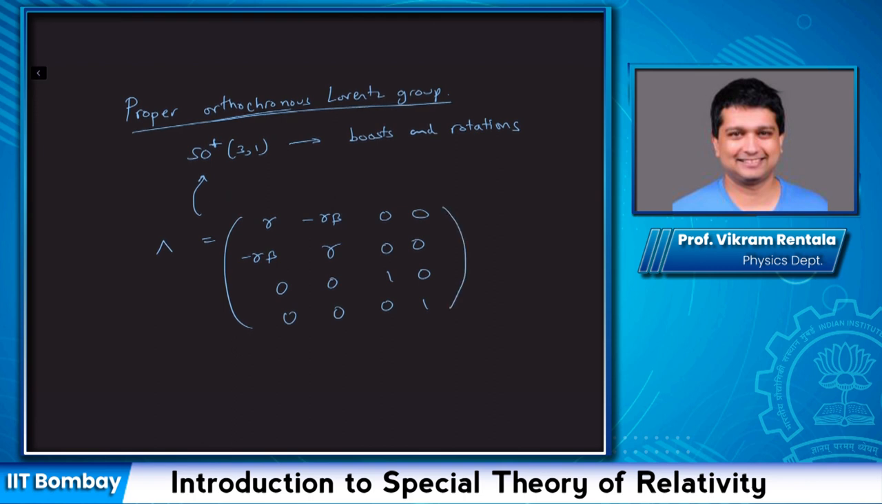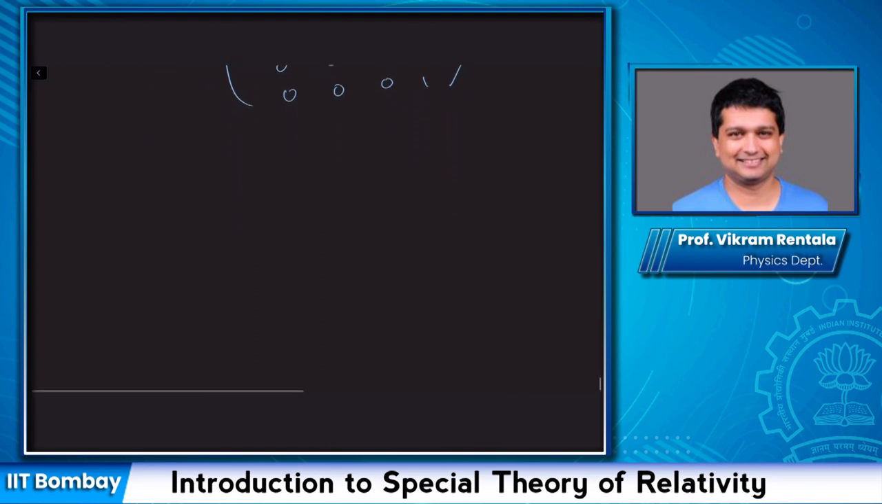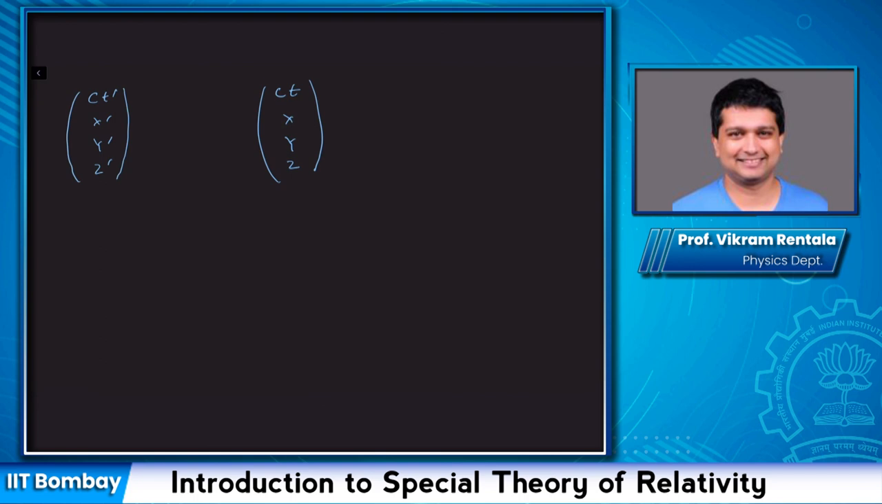Now, what we are really interested in is the objects that this matrix acts on. Okay. So, for example, we were interested in how coordinates transform. That is, how CT, X, Y, Z, as seen by one observer, would be related to CT prime, X prime, Y prime, Z prime, as seen by another observer. And we said that if the observer S prime is related to the observer in frame S by a boost along the X axis, that is, you think of S prime as moving along the X axis at a speed V by C relative to the frame S, then the correct transformation to use is to put in that matrix lambda over here.